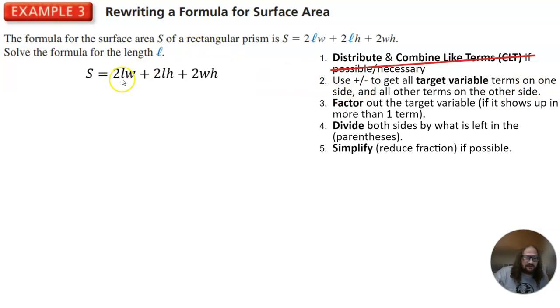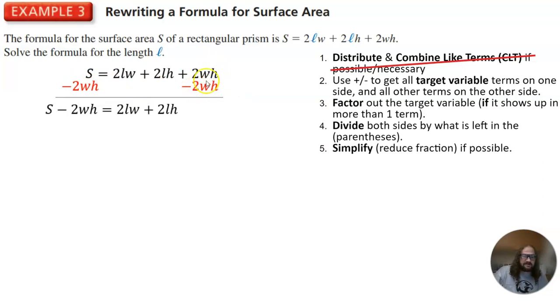Target variable is L, so I've got these two terms with L, and then the plus WH does not have L, so I need to get it off of that side. So I'm going to subtract 2WH from both sides. It'll cancel off the right side, and then on the left side, S minus 2WH. S and minus 2WH aren't like terms, so we can't combine them into one term, we just leave them. All right, so now we have everything with L on the right and everything without L on the left.